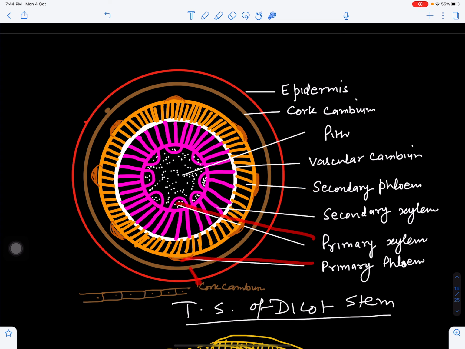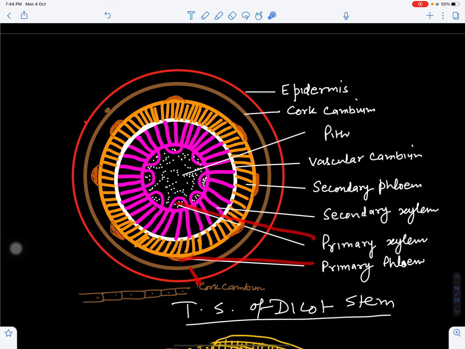This is the cork cambium. This will cut off secondary cortex toward the inner side, and this is the cork cells which is being cut toward the outer side. Epidermis is ruptured, and at places we can see here loosely arranged cells having intercellular spaces. These are called as lenticels. They help in gaseous exchange, and this part is also called as periderm.